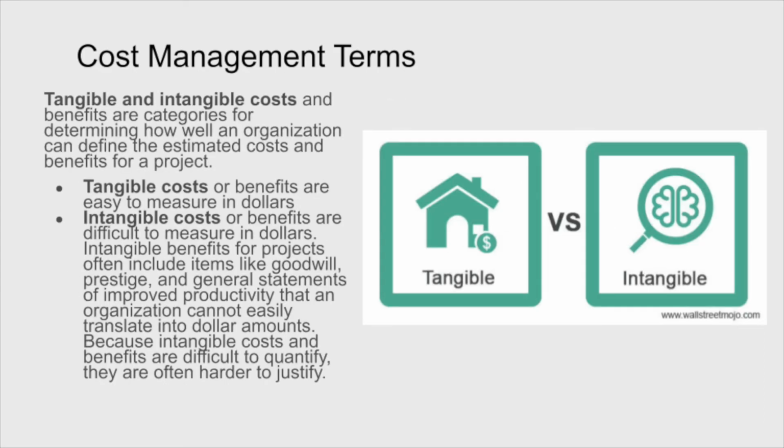Another important term is the concept of tangibility of cost. Tangible costs are costs that can be easily identified. You can easily put a price tag on something. So that car that you bought, $30,000, that's a tangible cost. Intangible costs, however, are costs that are very hard to measure. And they could be costs or they could be benefits. But things like goodwill, prestige, improved productivity, it's hard to measure those. They don't really have something you can look at and see a price tag attached to it.